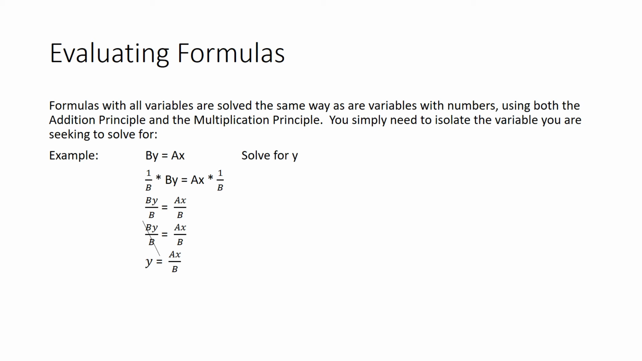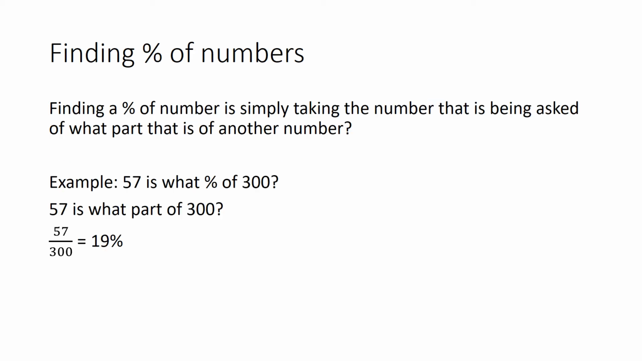1 over b times by leaves me by over b. And the b's cross off, leaves me a y. And then the other side, ax times 1 over b leaves me ax over b. So my solution is y equals ax over b. Percentages of numbers. This is another way of using the multiplication principle. If we have the number 57 is one percentage of 300, we simply take 57 as the numerator to determine what percentage it is. The whole amount is the 300. So 57 over 300 is 19%.